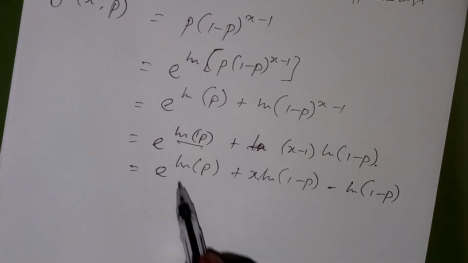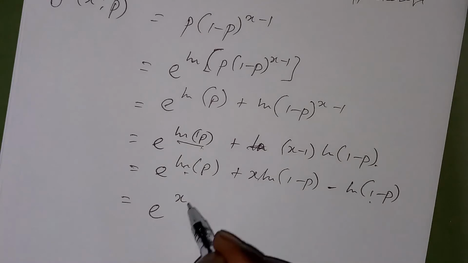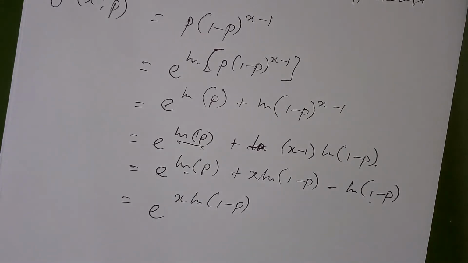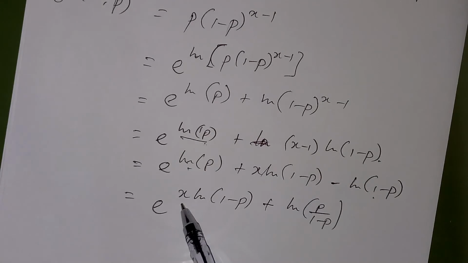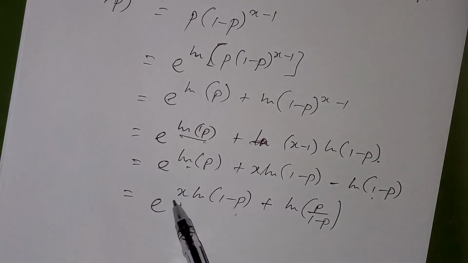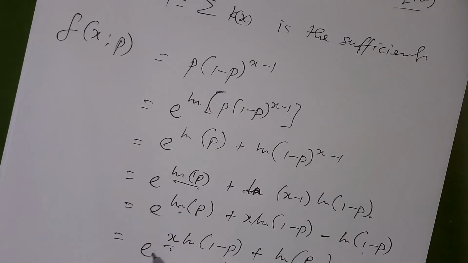You can see that these two components both depend on the parameter, and maybe we can make them one. So here we have e to the x ln (1 - p) + ln p - ln (1 - p), from the laws of logarithms. I think this is correct. Here we have this component which depends on both x and the parameter p. So this part will be our k(x), and the next part will be our p(theta), which depends on the parameter. But here we don't have the component which depends on x only, but then we can add a zero.